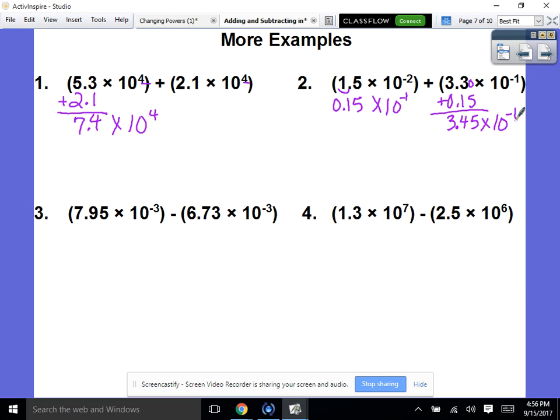All right, subtraction. So the exponent is the same. So I'm just going to subtract 6.73. 5 minus 3 is 2. 9 minus 7 is 2. And 7 minus 6 is 1. We keep the power of negative 3.